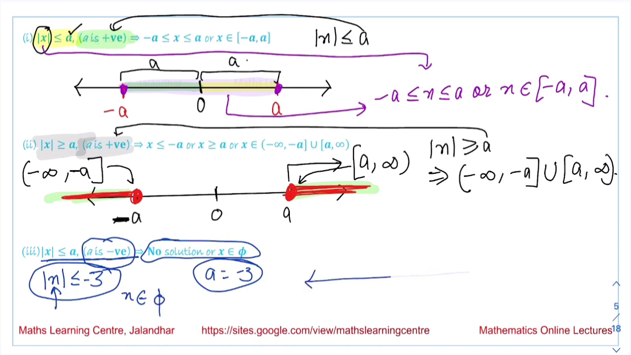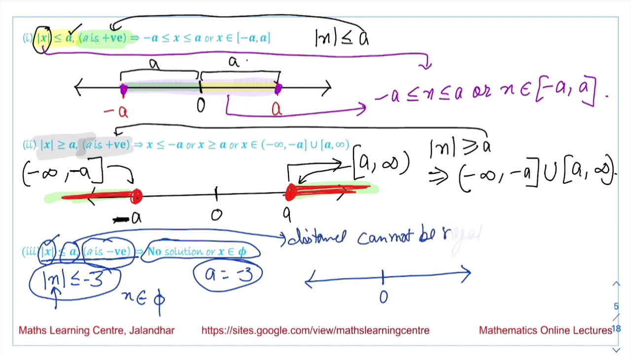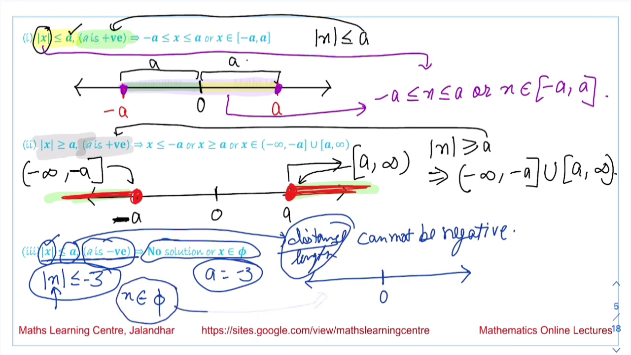If we try to plot this situation, this is the point O, and we are saying all the points X whose distance from the origin is negative. Distance cannot be negative, length cannot be negative. You can use the word distance or length over here, or distance from the origin basically. So it cannot be negative, so there is no possible value of X, so X belongs to the set phi.